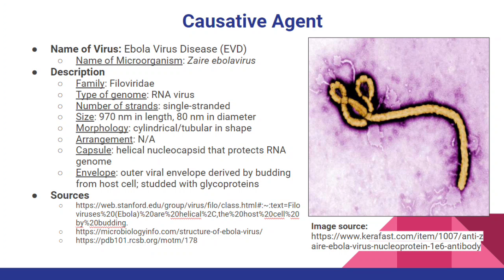Now, surrounding the Zaire Ebola virus is an outer envelope that is derived from a host cell. And one important thing to mention is that the envelope is studded with glycoproteins. Now, I will discuss this particular point in more detail in a later section.